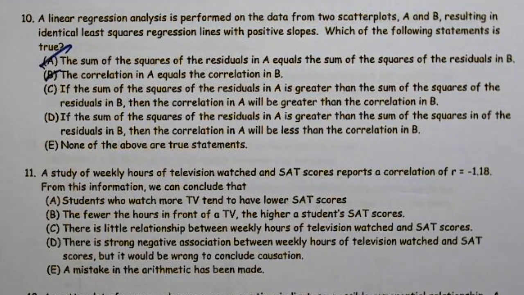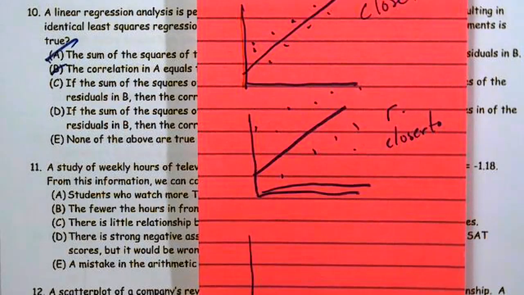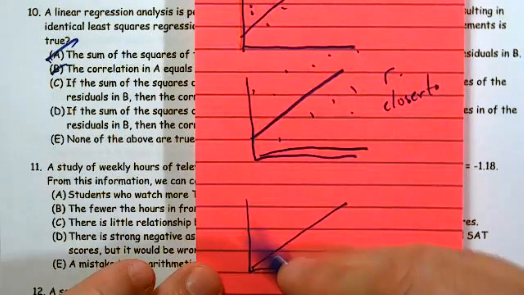If the sum of the squares of the residuals in A is greater than the sum of the squares of the residuals in B, then the correlation in A will be greater than the correlation in B. Generally speaking, we want to minimize that. However, this is a ratio. It's how close it is relative to the distance traveled. So consider this. I have a prediction line that looks like this.